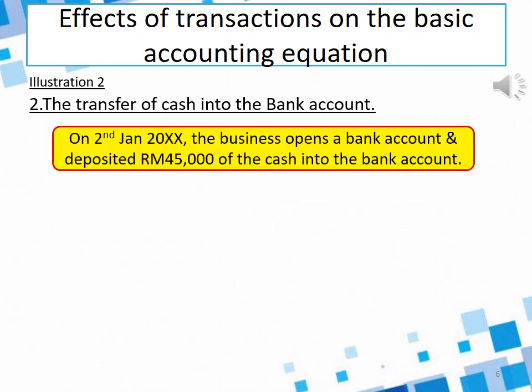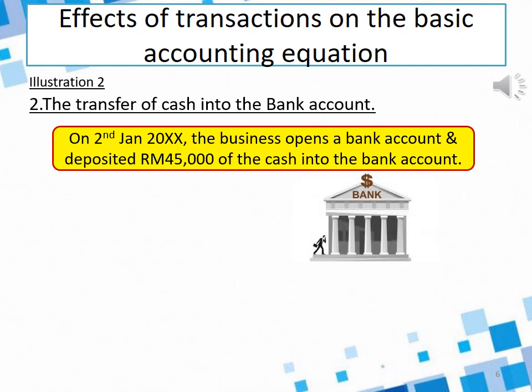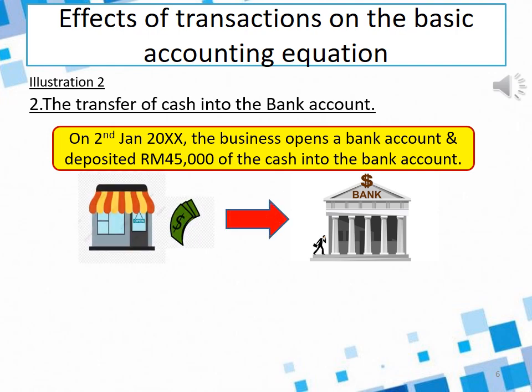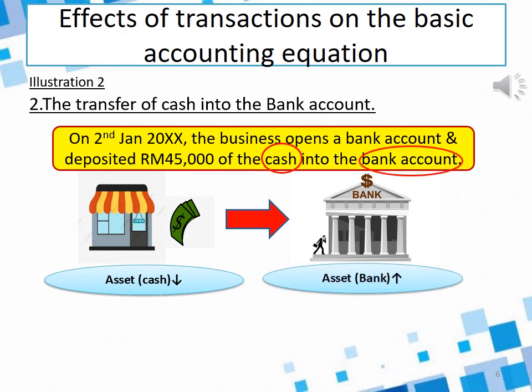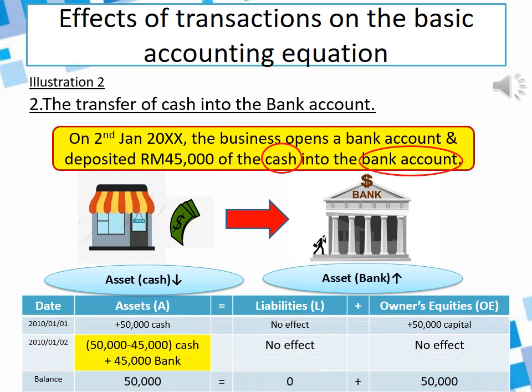Next. Illustration 2. The transfer of cash into the bank account. Example, on January 2, 20XX, the business opens a bank account and deposited Rm45,000 of the cash into the bank account. This transaction indicates that the cash of the business decreased due to being transferred to the business bank account. Therefore, the cash at bank of the business increased. Based on the accounting classification, bank account is also classified under asset. Hence, for this transaction the changes only happen within the assets and there is no effect on equity and liabilities.